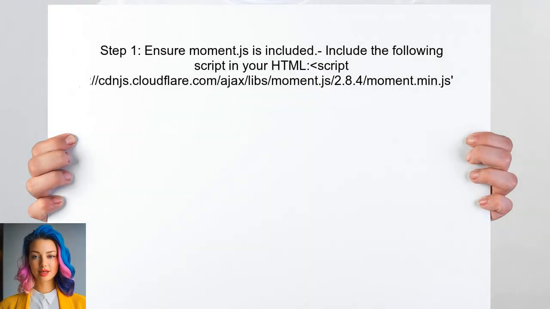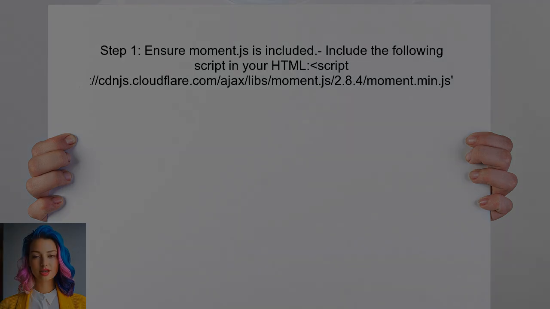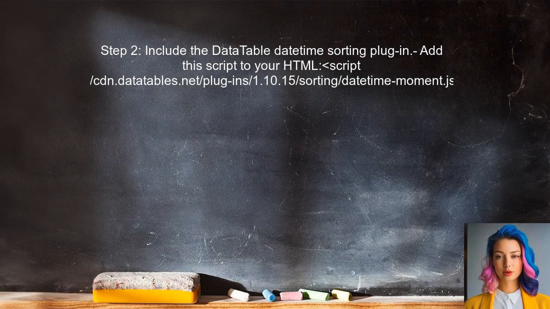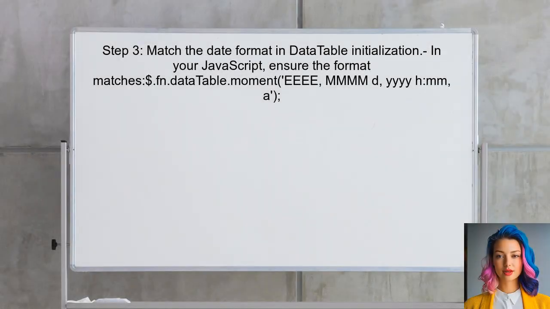To begin resolving the sorting issue with the date column in the data table, the user should ensure that the moment.js library is correctly included in the project. This library is essential for parsing and formatting dates. Next, the user needs to verify that the data table's datetime sorting plugin is also included. This plugin allows data tables to understand the date format being used. Now, the user should ensure that the date format specified in the data table initialization matches the format used in the getTimeFormatted method. This is crucial for proper sorting.